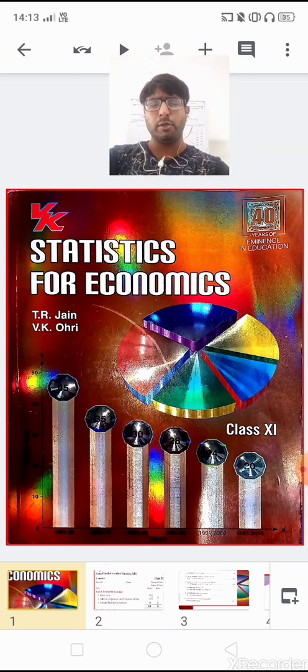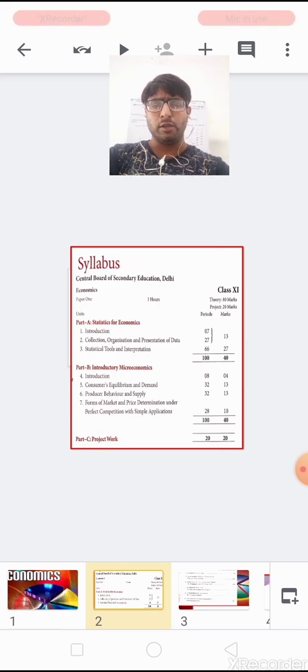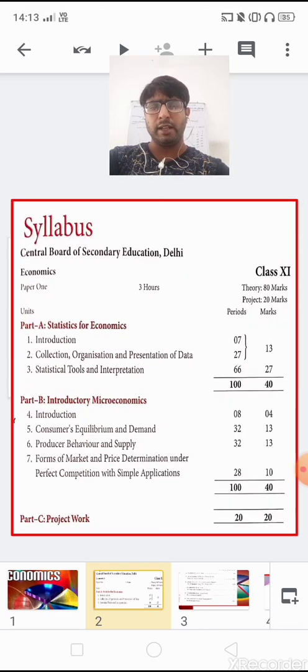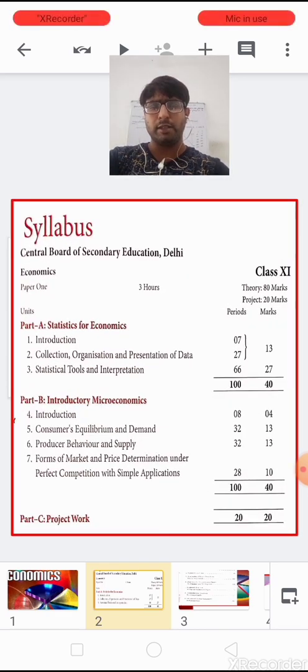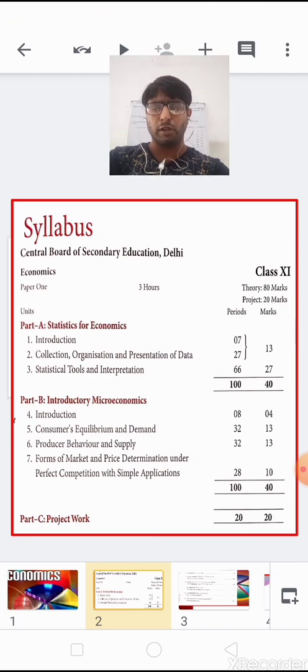So we start the second book, that is Statics for Economics. This is the second book of class 11 economics. So, children, in the very starting, I have explained to you the syllabus of class 11th economics. Let me again revise it.